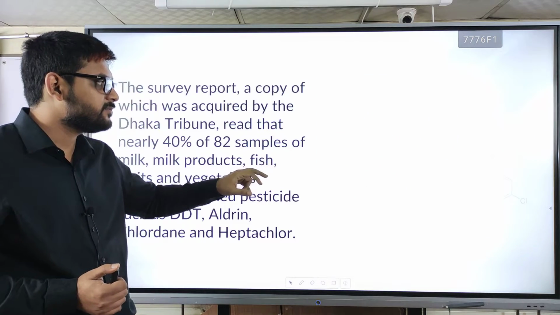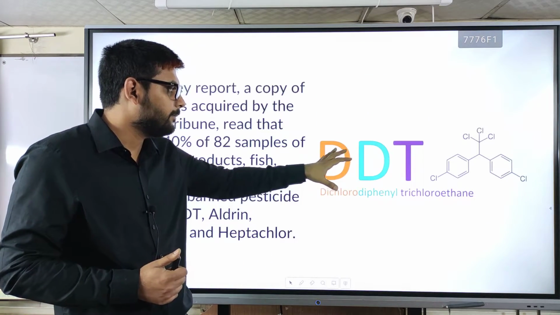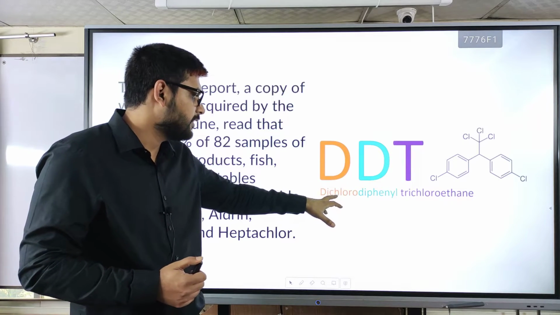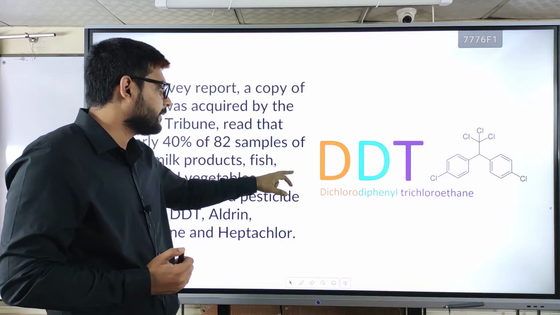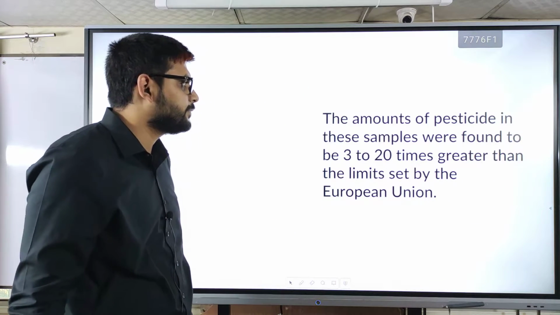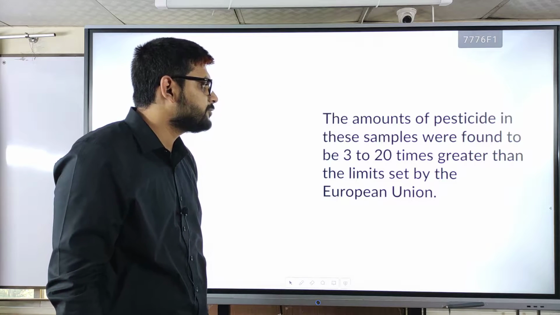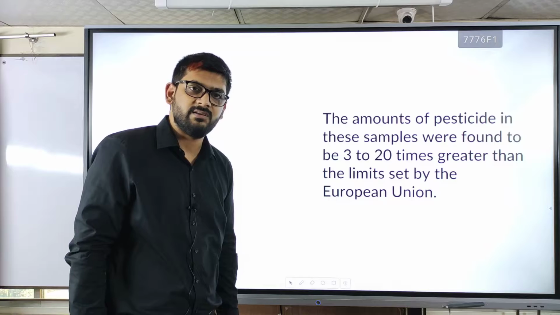This is the atomic molecule of DDT, diphenyl trichloroethane. The amounts of pesticide in these samples were found to be 3 to 20 times greater than the limit set by the European Union.